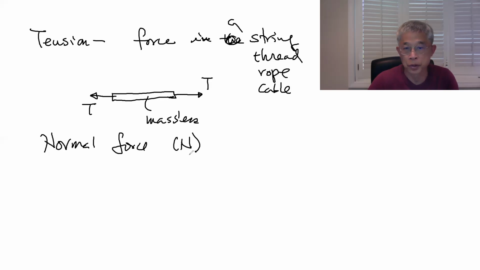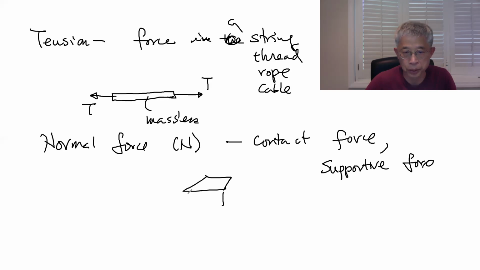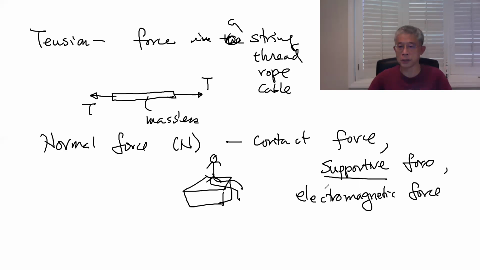And normal force, so it's N. It's not Newton, but it's a symbol for the normal force, right? So this is a contact force. You must have contact to have normal force. And this is also a supporting force. For example, the chair is supporting you, right? You're sitting on the chair, so this chair must be supporting you. So that's a supporting force. Also, the normal force is an electrostatic force, but we're not going to talk about that. It's one kind of electromagnetic force. So that's normal force.